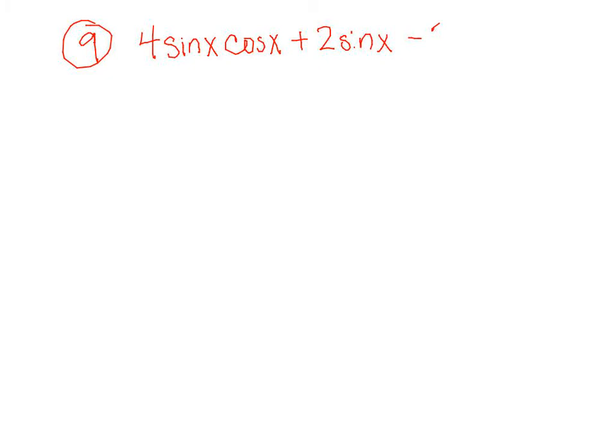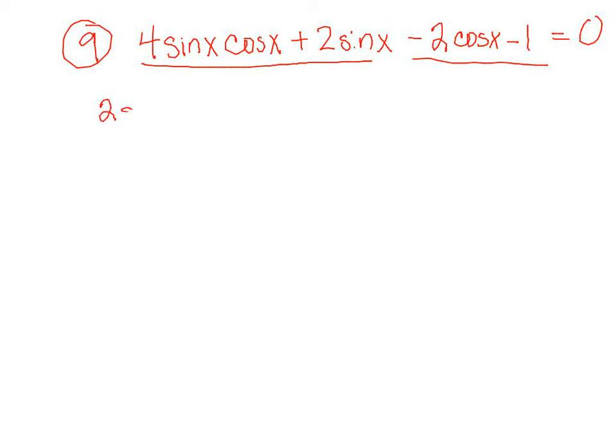Last example, number 9. We have 4 sine x cosine x plus 2 sine x minus 2 cosine x minus 1 equal to 0. This is one of those 4-term grouping problems. We're going to group the first two. We're going to group the second two. What do the first two have in common? A 2 and a sine x. Oh my gosh, one person. Attach these three.